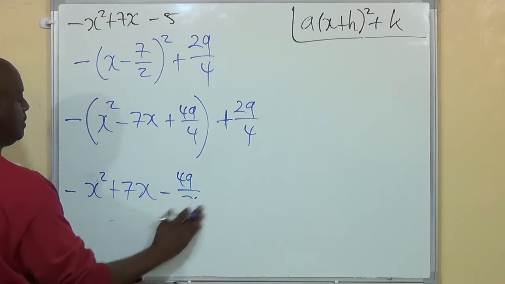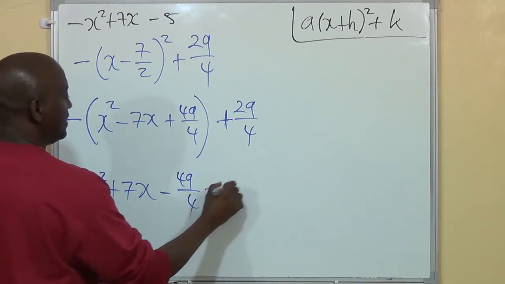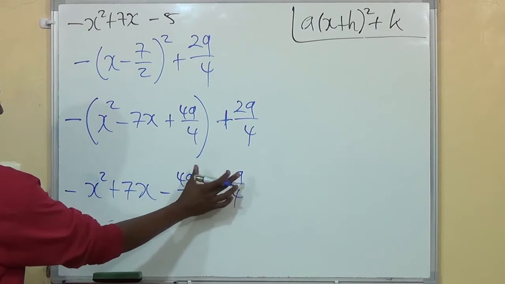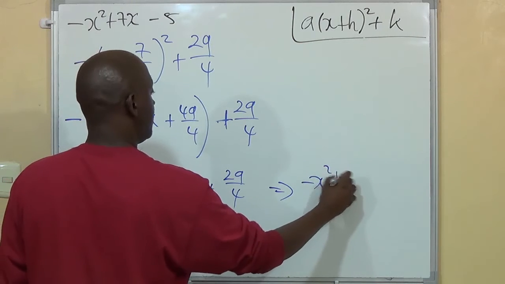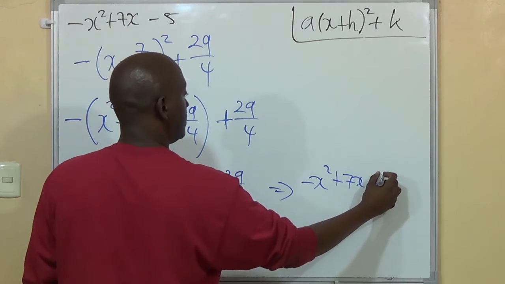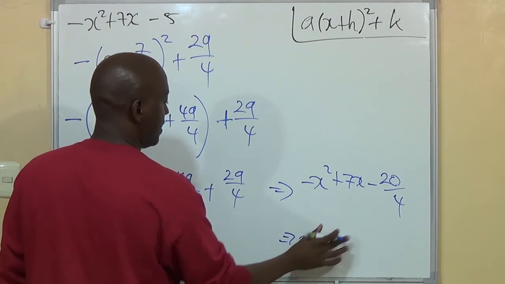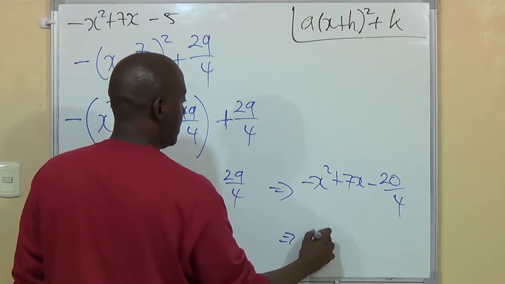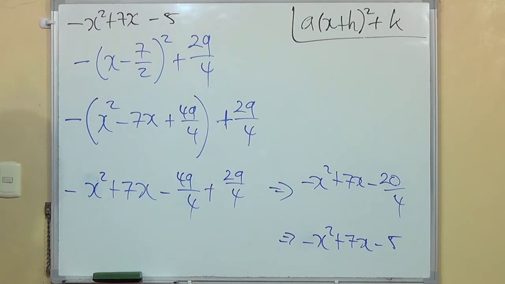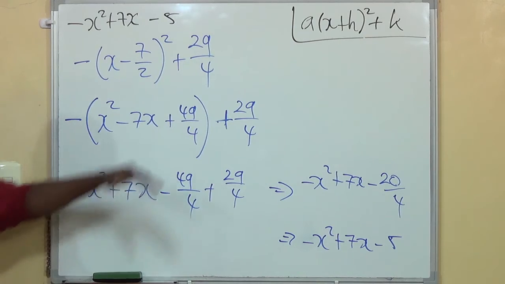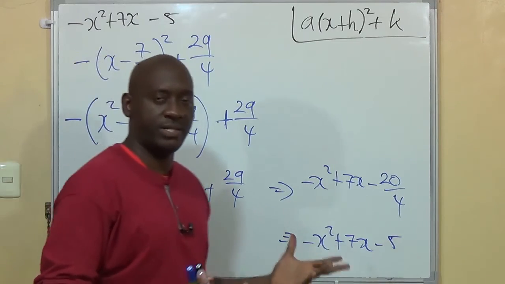minus 49 over 4, sorry. And that would be plus 29 over 4. Minus 49 over 4 plus 29 over 4. Guess what? Is minus x squared plus 7x minus 20 over 4. And we know that 20 over 4 is our good friend 5. So your final answer here would be minus x squared plus 7x minus 5. So you see yet again that when we start off with the final answer that we got, we work backwards and we get back the same thing that we had originally.